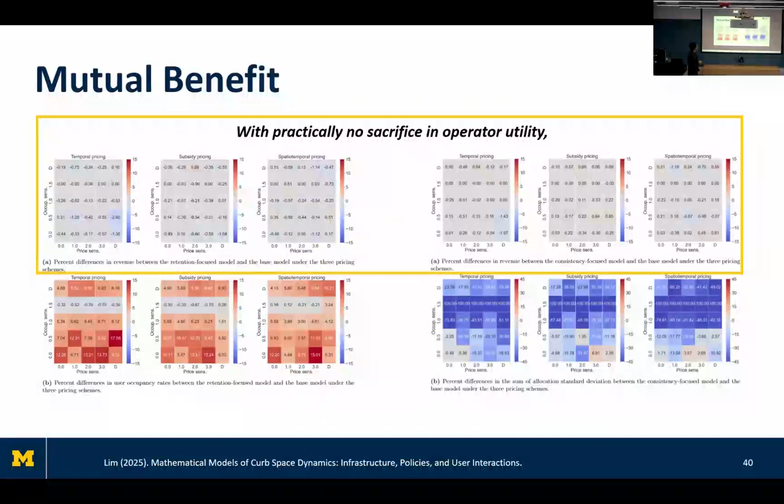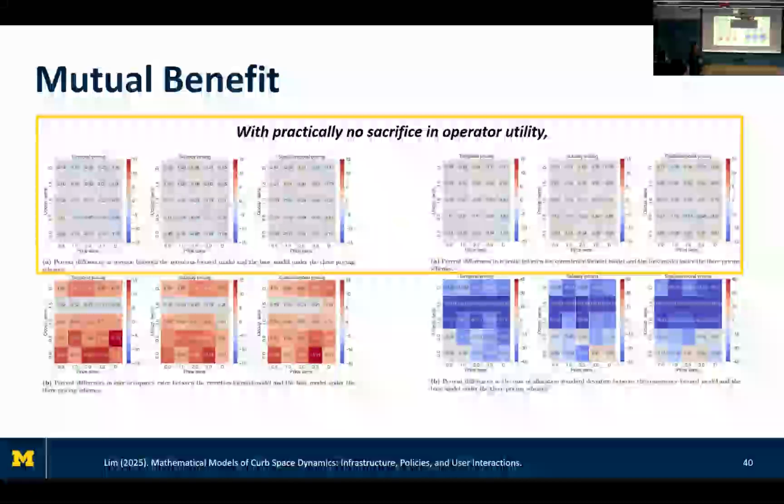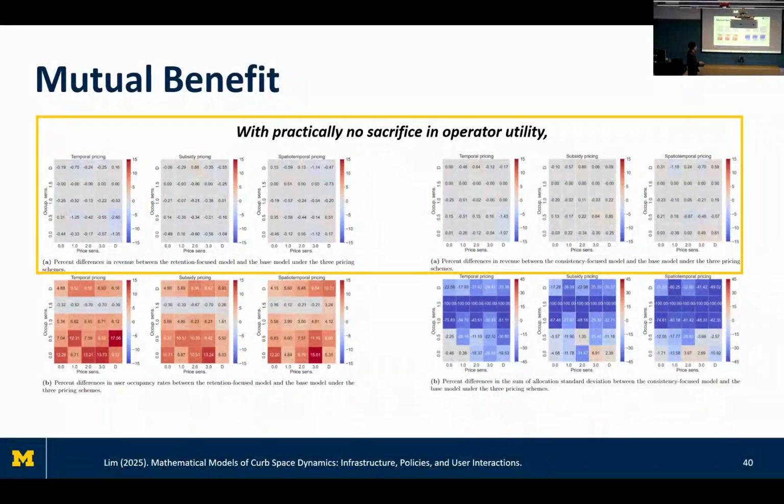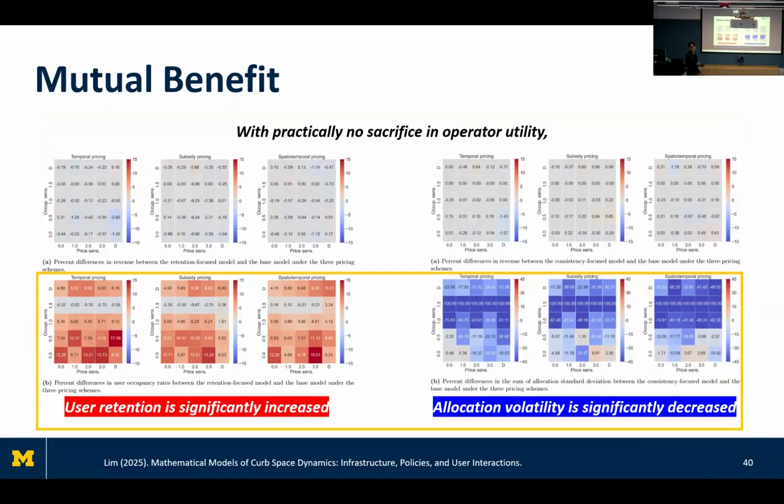Then you can see when we compare each of the pricing schemes, not only spatial temporal but all pricing schemes, when we add these simple linear terms, there's no practical sacrifice in operator utility. Most cells are in gray, meaning there is not much percent difference. However, regarding the users' considerations, the users' retention is significantly increased when we impose these simple linear terms into the objective function. And in the right case, the volatility is significantly reduced while maintaining the same level of utility, with no sacrifice.